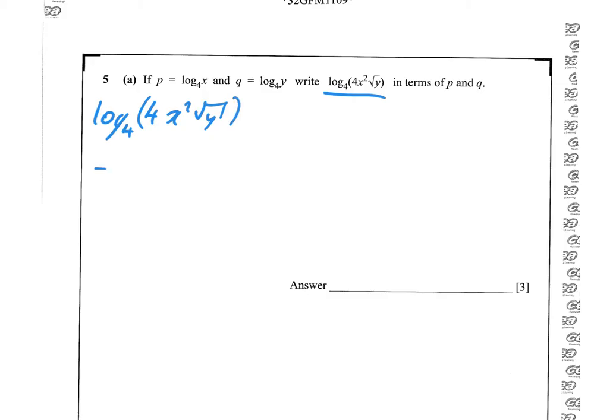Okay, so that's what we had. Using our first rule of logs, we're going to split this up. This is log to the base 4 of 4 plus log to the base 4 of x squared plus log to the base 4 of the square root of y.